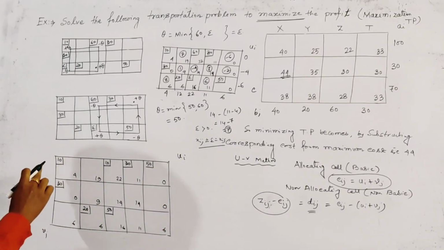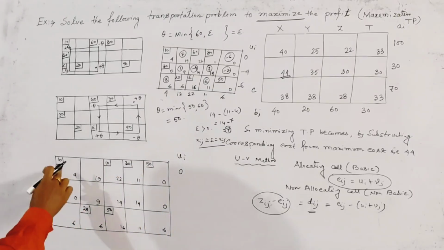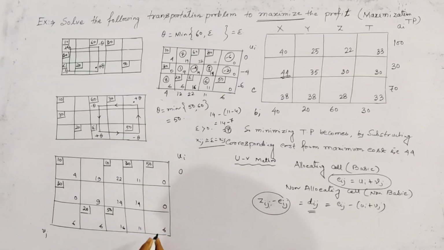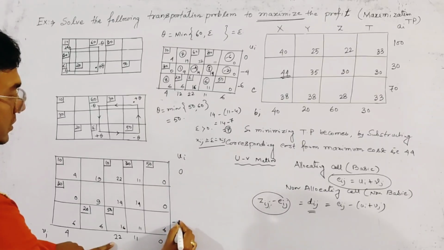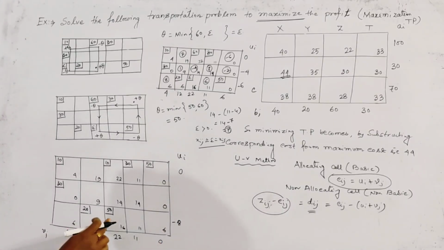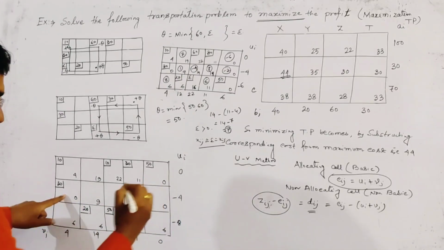Okay, and here we take this ui as 0 because here the number of allocations is 4. So vj are 0, 11, 22, and this is 4, using the allocating cell law. Okay, now it is clear that this is 16 and this is 22, this is an allocating cell, so we get minus 8. Okay, and since this is 6 and this is minus 8, this is given by 40, and since this is 4 and this is 0, so we get minus 4.